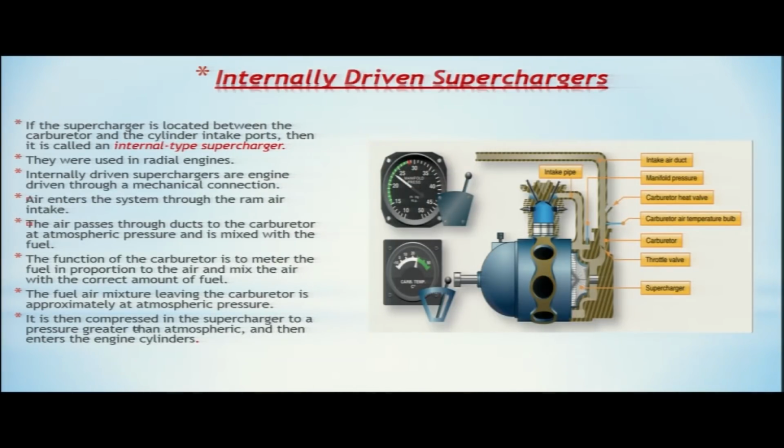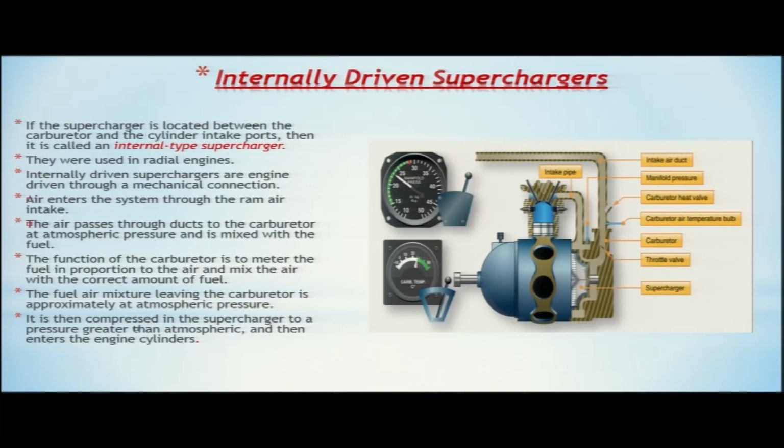The function of the carburetor is to meter the fuel in proportion to the air and mix the air with the correct amount of fuel. We have seen in our previous slides also that the function of the carburetor is to meter the fuel in proportion to the air and mix this air with the correct amount of fuel. So the carburetor will meter the fuel in proportion to the air provided to it and it will mix fuel with that air. The fuel air mixture leaving the carburetor is approximately at atmospheric pressure.